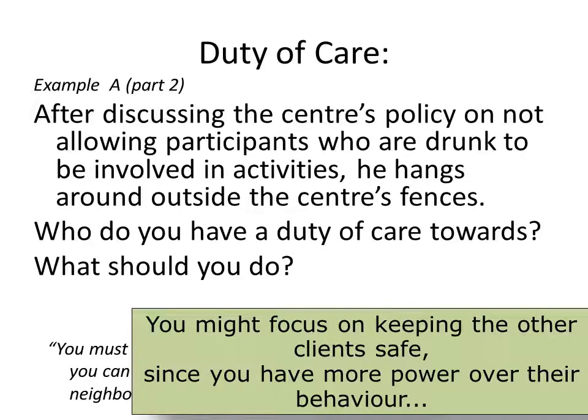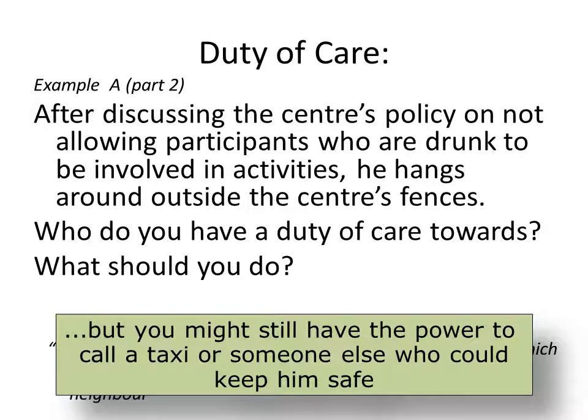You might focus on keeping the other clients safe, because you've got more power over them than him. Sorry, I had a question. I was going to say, for example, the workers need to go on in the morning and check the park and everything. Therefore, he's still in that zone. That would be a consideration for outside neighbours to the organisation. You've got it. The ultimate power might lie with someone else, but you've still got some power. Therefore, you're doing what you can. You might have the power to call a taxi or someone else that could keep him safe.